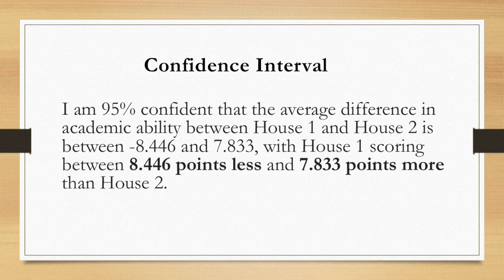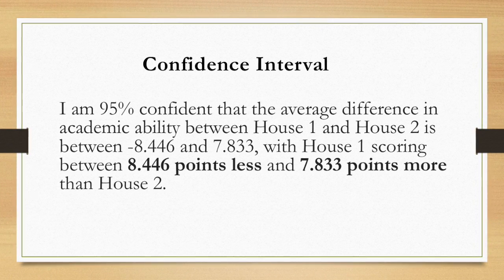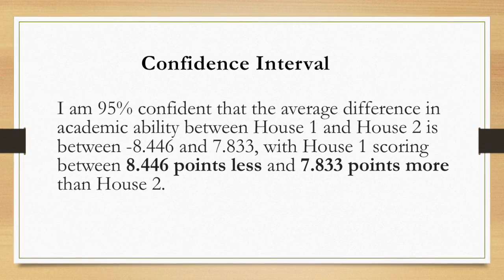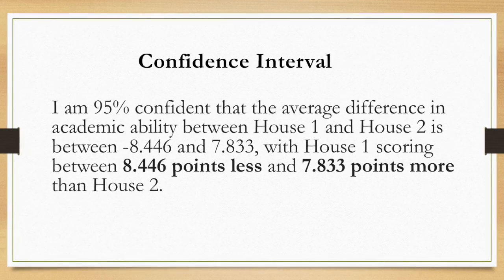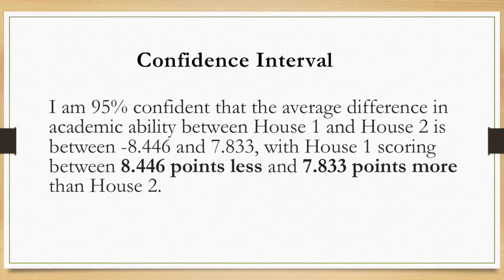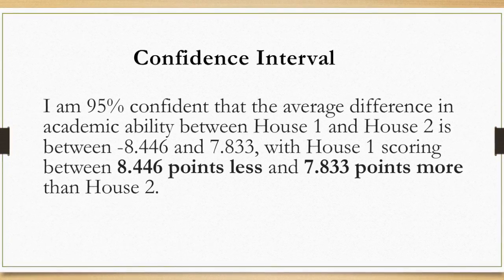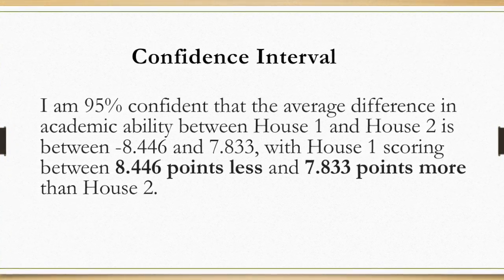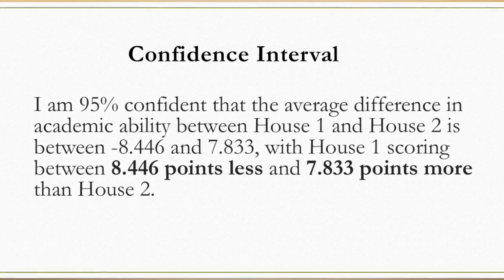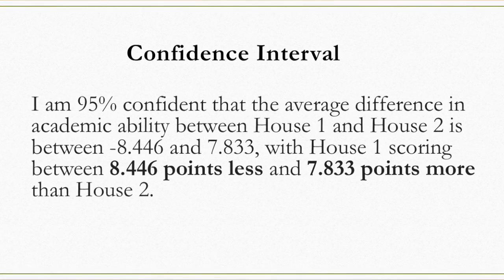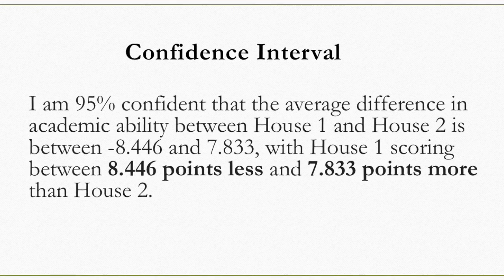I am 95% confident that the average difference in academic ability between House 1 and House 2 is between negative 8.446 and 7.833, which means it's plausible that House 1 could do about 8 points better on the assessment, or House 2 could do about 7.8 points better than House 1. In general, it looks like there is no difference in academic ability between the two houses. Now, there may be questions about whether it's appropriate to use a math fluency assessment to generalize academic ability, but for me, this is enough to assure the students that there is no smart house.